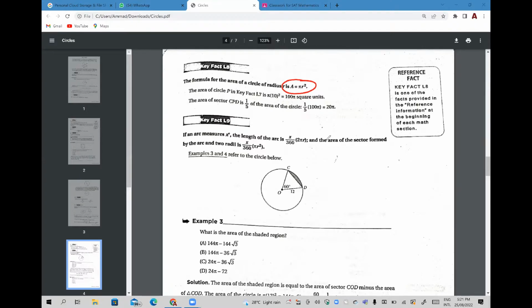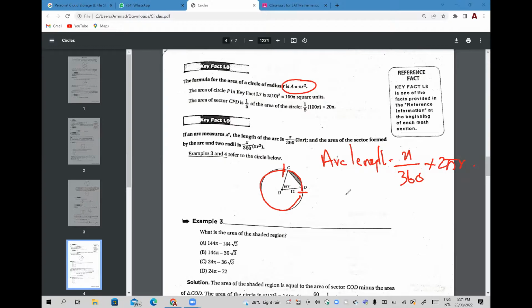What is arc length? This is an arc CD. This entire remaining portion is also an arc. These are the two arcs on the circle. So there's a formula for arc length that you should know. It's x over 360 times 2 pi r.